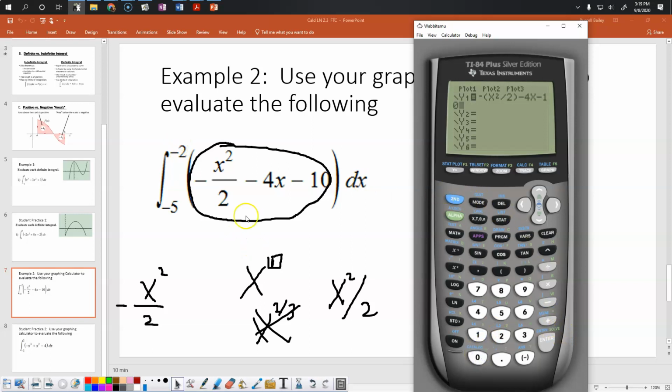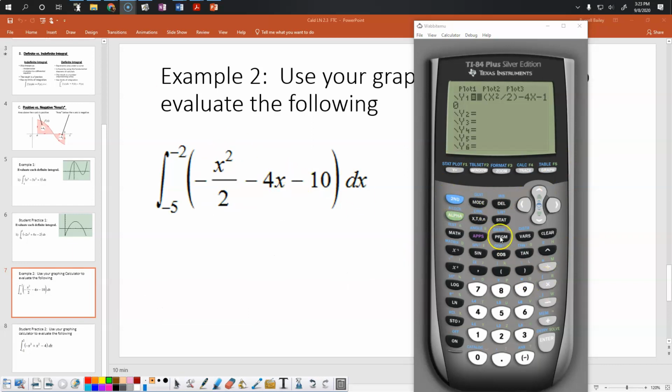So the first thing you do is type it in there. And we talked a lot about fractions and negatives and minuses. So that's our takeaways there, as well as inserts and deletes. But anyway, let's get back to actually doing the problem now. All right, so at this point, we're going to push graph. And there's my graph.